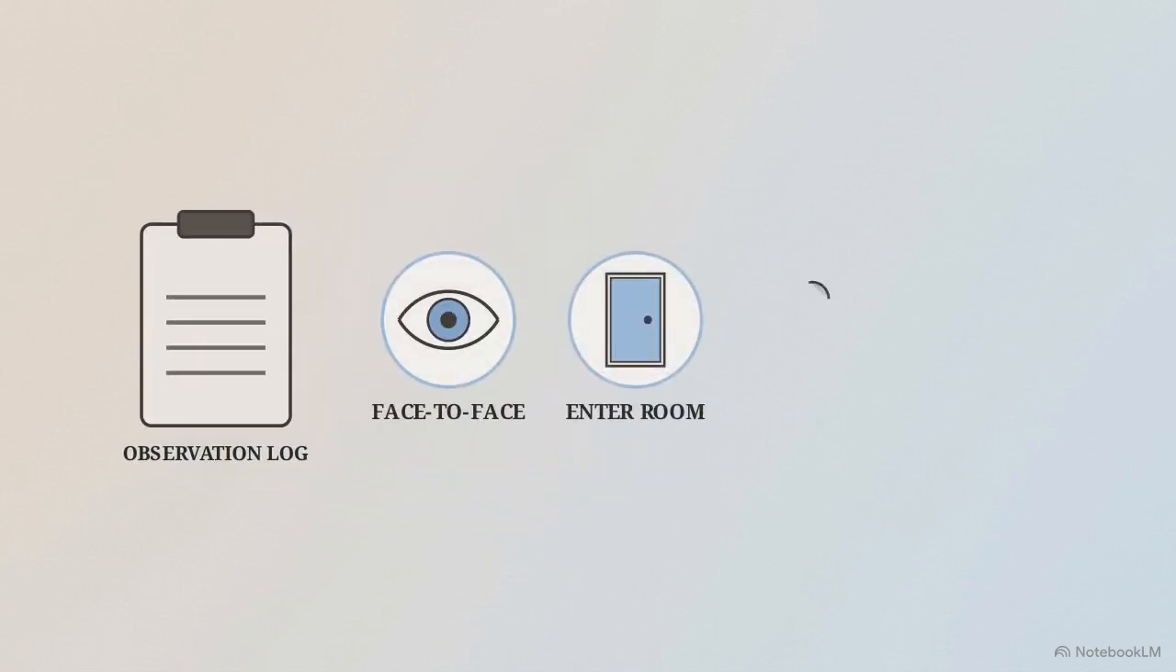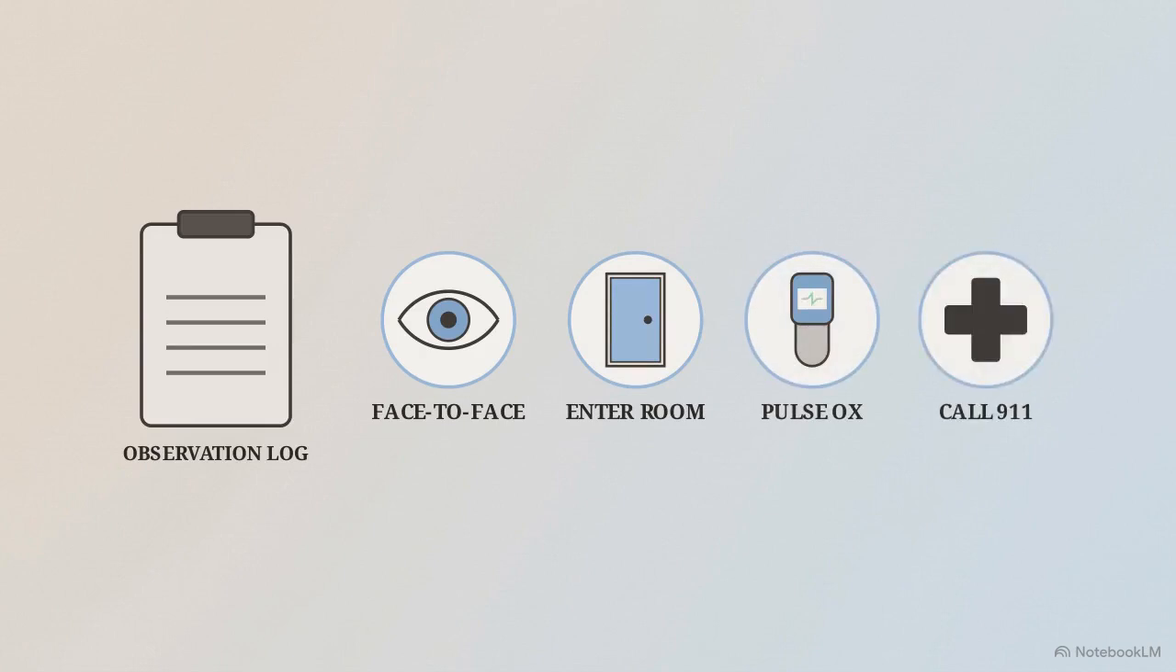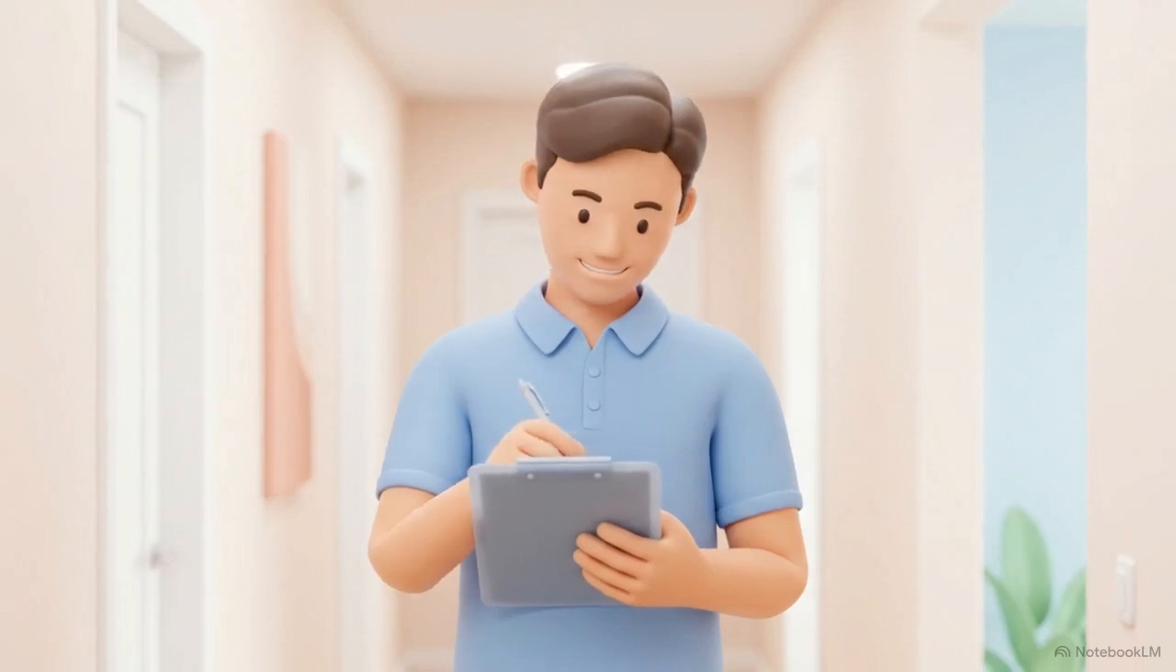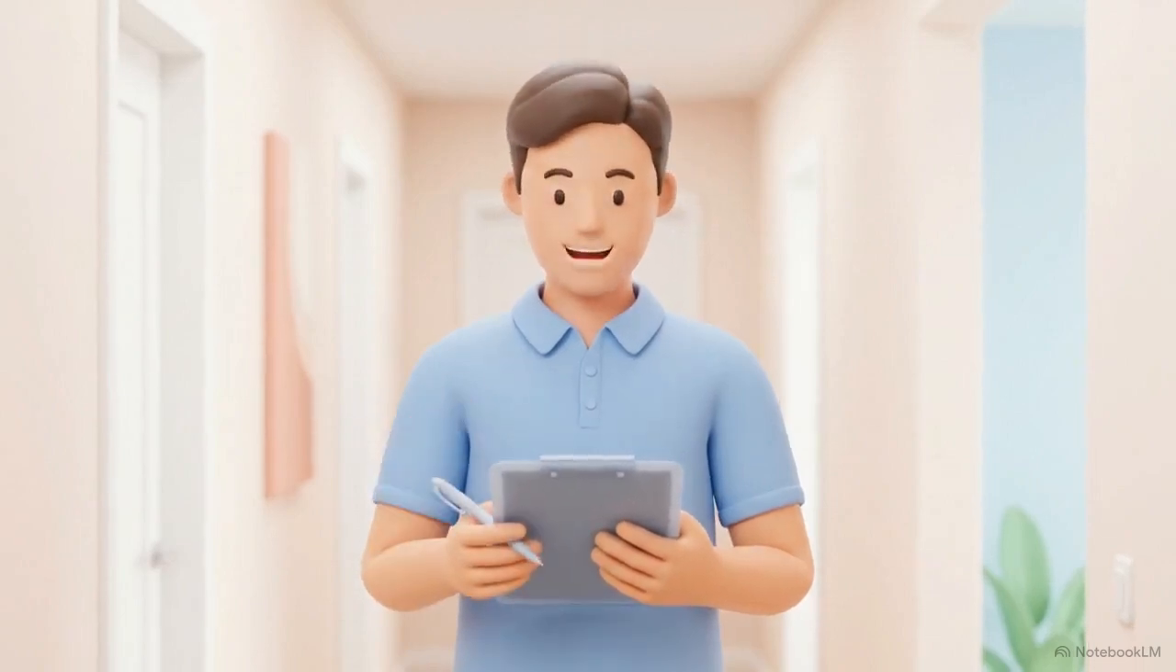Let's recap. Stick to face-to-face checks. Enter the room for sleepers and use the pulse oximeter for belly sleepers. Maintain arm's length for one-to-ones and call 911 immediately if someone is unresponsive. Your accurate documentation provides the clinical evidence our team needs to adjust care plans and support client recovery.